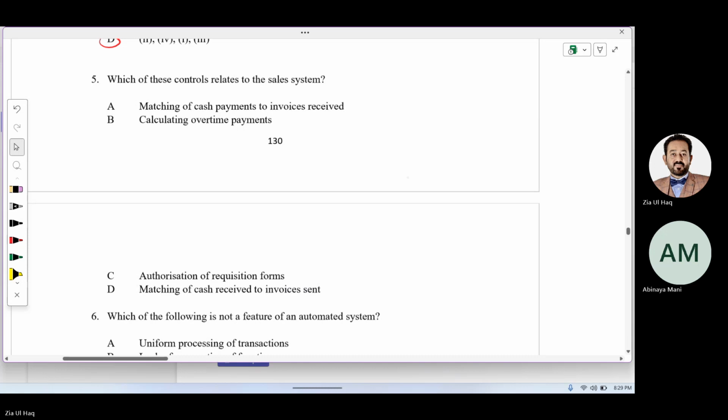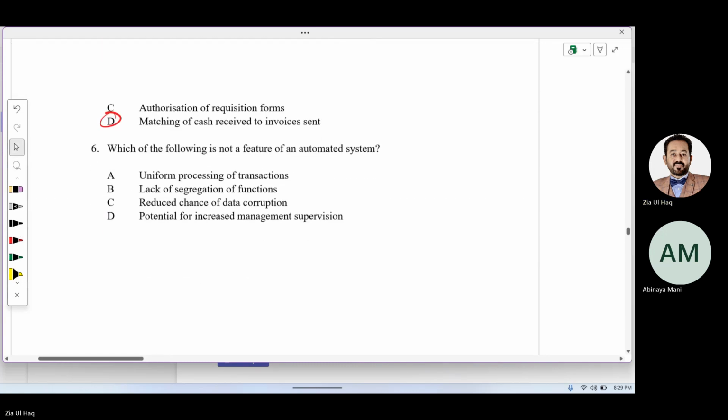Number 5. Which of these controls relates to the sales system? Matching of cash payment to invoice received. No, payments are in purchase rather than sales. Calculating overtime payment. These are in the payroll system rather than the sales system. Authorization of requisition form. No, requisition is in purchase rather than sales. Matching of cash receipt to invoices sent. Yes.